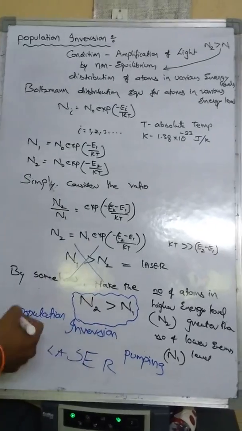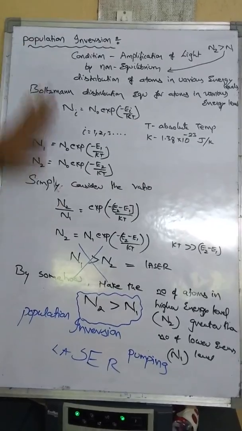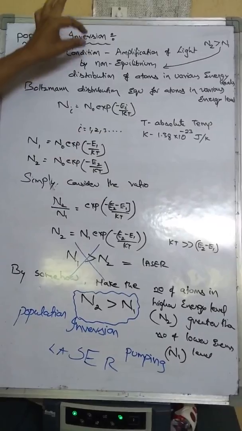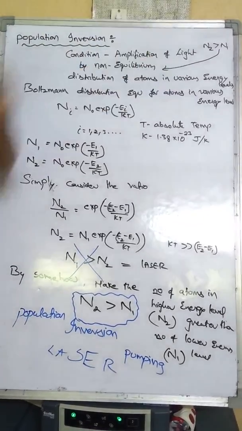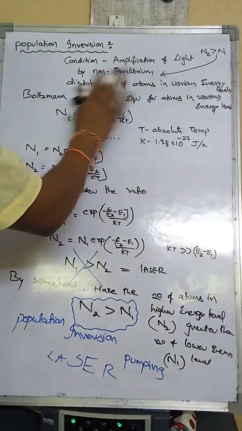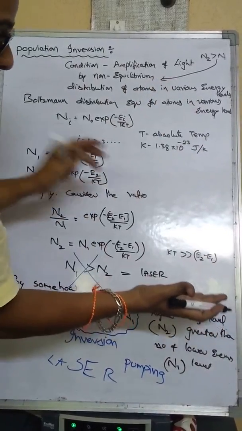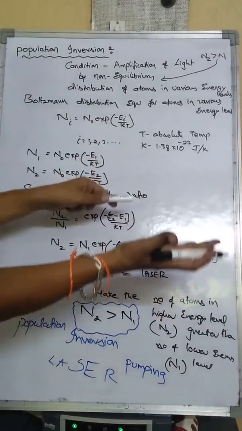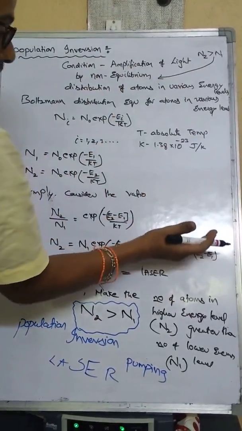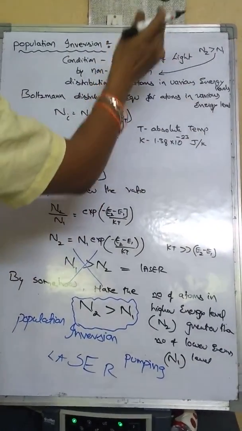What does the word pumping mean? We'll look into it in a later topic. So let me review the population inversion condition. The population inversion condition is an important condition for the amplification of light, that is, amplification of light by a non-equilibrium distribution. Equilibrium distribution means the lower level will be very high and the higher level very low. Non-equilibrium condition means inverting, that is, making the number of atoms large in the higher energy level.